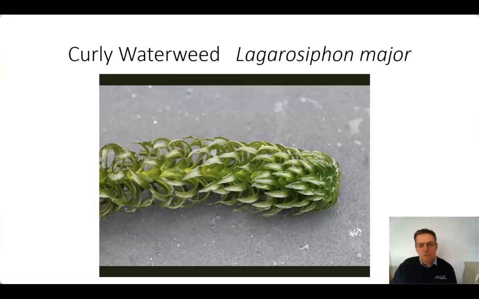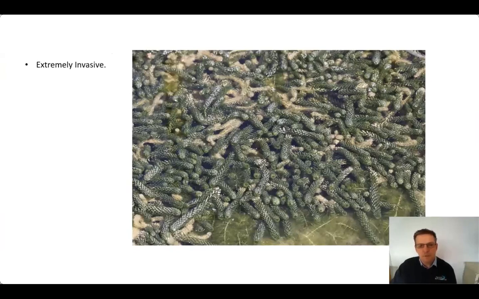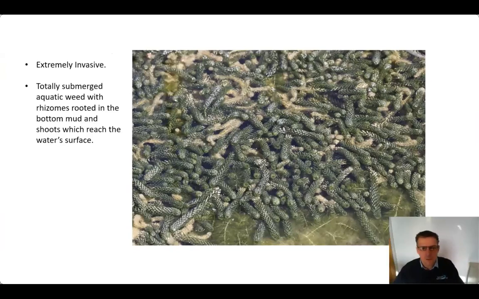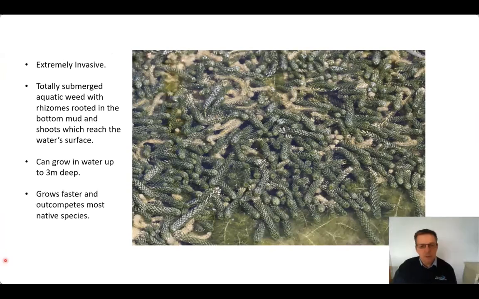Curly waterweed, lagarosiphon, in my opinion, is probably one of the worst. It's extremely invasive. It's a totally submerged weed that is rooted in the silt and can grow in water 3 meters deep. It grows faster and outcompetes most native species. You'll see in the bottom of the picture here, there is another plant called water milfoil. This, I'm afraid, has got absolutely no chance as it's being swamped totally by the lagarosiphon.